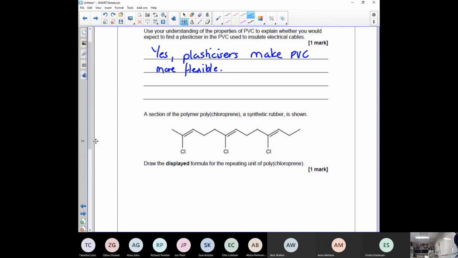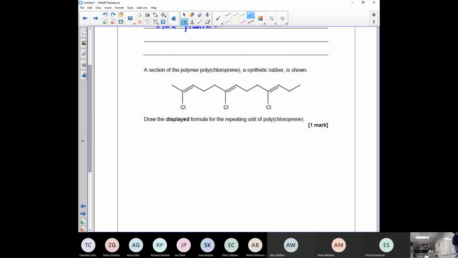Right then, last of the 1 markers. So a section of the polymer, polychloropropene, a synthetic rubber, is shown. So now you have to draw the displayed formula. Right, it's displayed, so we have to show all the atoms and all the bonds in there. It's not skeletal, so I don't have to draw that again. So we have to draw the displayed formula of the repeating unit of this polymer.